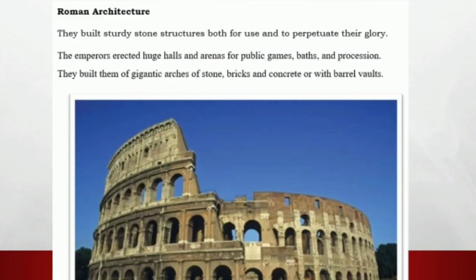Next, Roman architecture. They built sturdy stone structures both for use and to perpetuate their glory. The emperors erected huge halls and arenas for public games, baths, and processions. They built them of gigantic arches of stone, bricks, and concrete, or with barrel vaults.